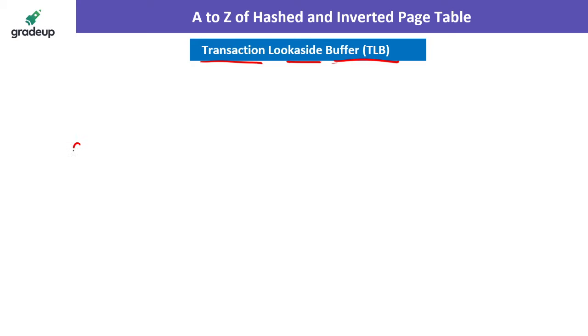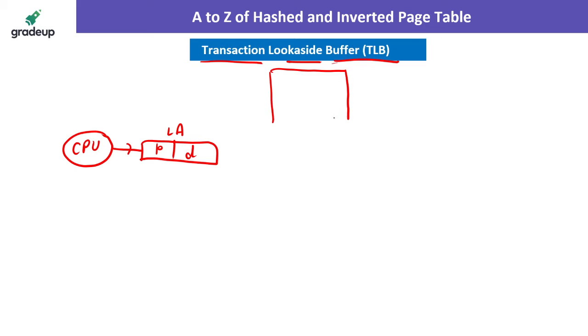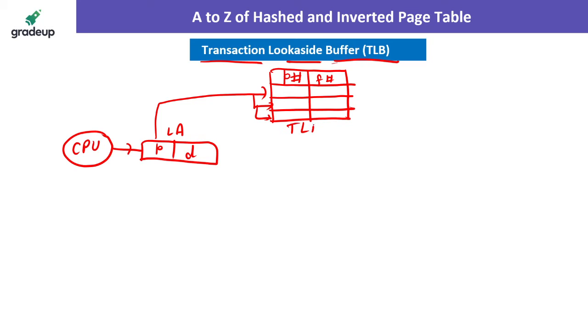I have CPU, and CPU will generate one address that we call logical address, and logical address is divided into P and D. So now here I will use one TLB cache memory, and in TLB cache memory I will keep the page number and corresponding frame number, and now this P will be searched in TLB. So this is what we call TLB.